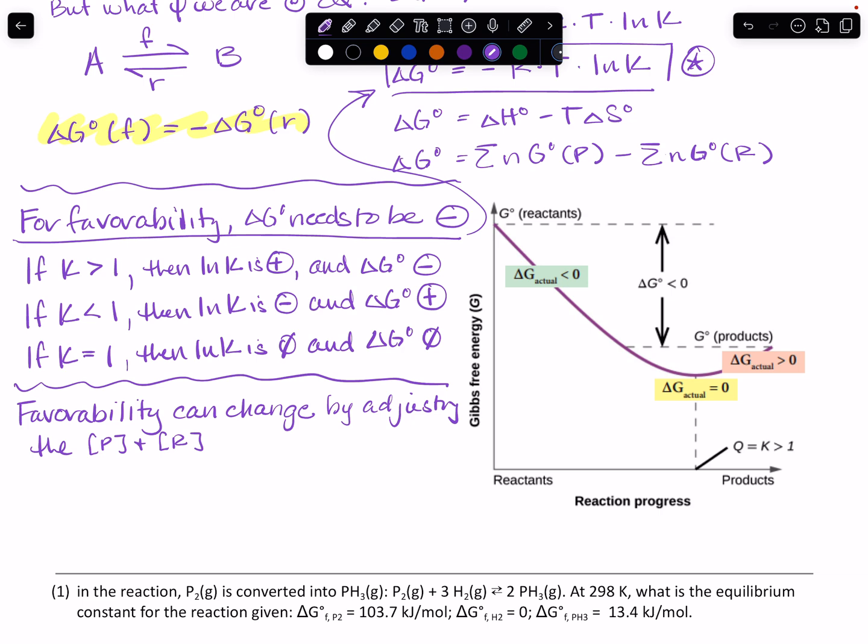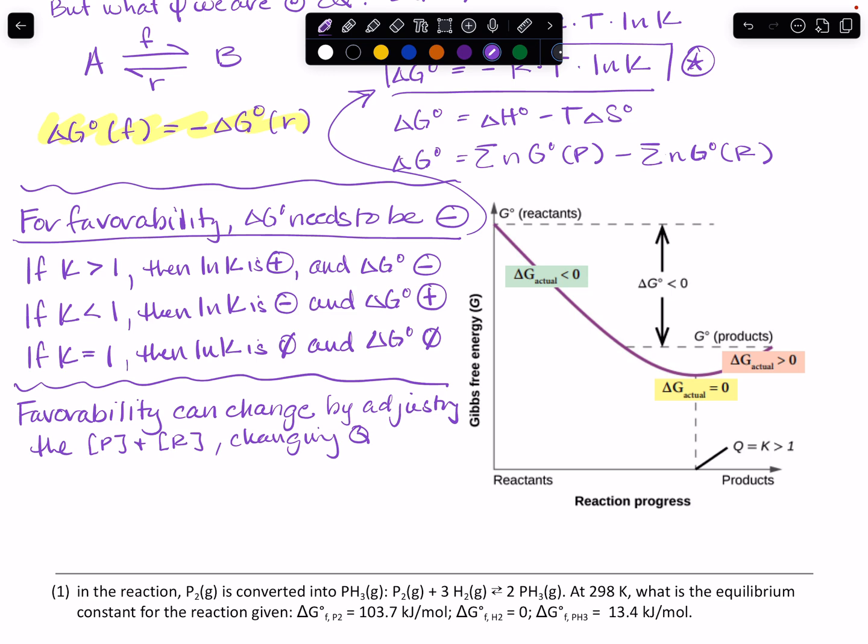All right, we know that when we adjust the concentration of products and reactants, Le Chatelier's comes into play, and that influences the direction of the reaction, which in turn will influence the favorability of the direction of the reaction. All right, so we adjust the concentration of products and reactants, changing Q. All right. And then we can use our formula again to determine what is going to happen.